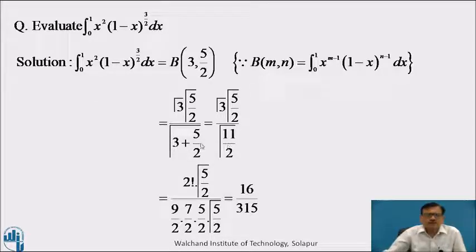Further, by using the property, we can write gamma of 3 as 2 factorial, and we have kept gamma of 5 by 2 as it is, and we can write gamma of 11 by 2 as 9 by 2 into 7 by 2 into 5 by 2 into gamma of 5 by 2 using the property of gamma function. Here gamma of 5 by 2, gamma of 5 by 2 will get cancelled. By simplifying, we get the answer 16 by 315.